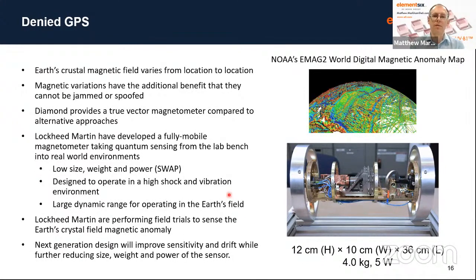The other advantage of diamond in this particular application is that it also has a large dynamic range. That means it can basically sense magnetic fields, and you don't have to worry about the background magnetic field so much. You can do it in low fields and high fields, whereas other magnetometers can suffer from the fact you can only work in a low field environment. And I mentioned Lockheed, they've already been doing field trials with this system, and they've got a route to also minimize this system and improve it going forwards.